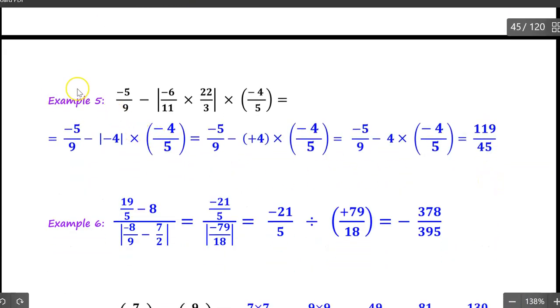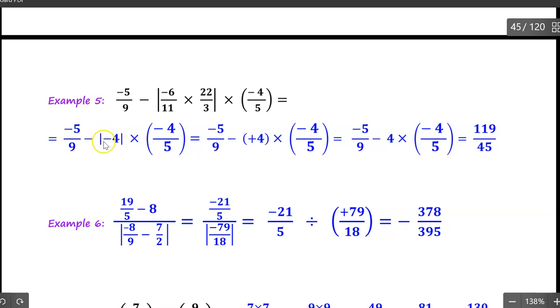Okay, so let's move on to question number 5. Again, this one has an absolute value, but inside this absolute value, I have a multiplication. So I will work with this multiplication first. I take negative 6 over 11 multiplied by 22 over 3. I end up with negative 4. You see, it's still inside the absolute value.